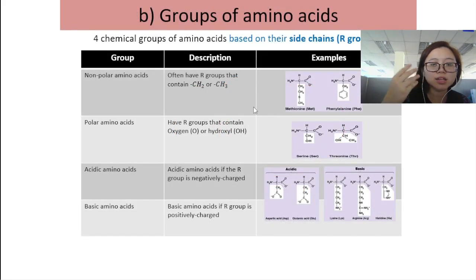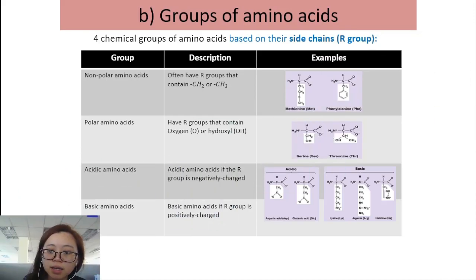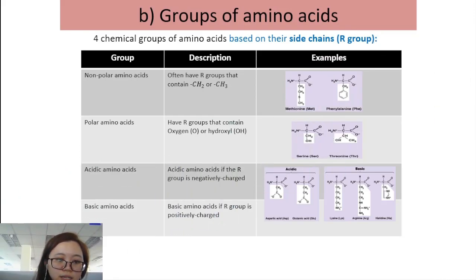Okay, so we say that we can divide them into groups based on their side chains or R groups, and this is the 4 groups. We have non-polar amino acids. So these are groups that end in CH2, CH3. Polar amino acids, groups that contain oxygen or hydroxyl, which is OH. Thirdly, we have acidic amino acids. This is if the R group is negatively charged. And basic amino acid groups, which is if the R group is positively charged.